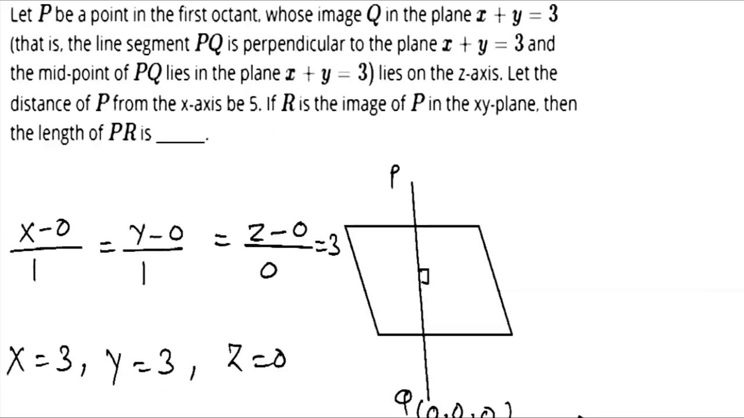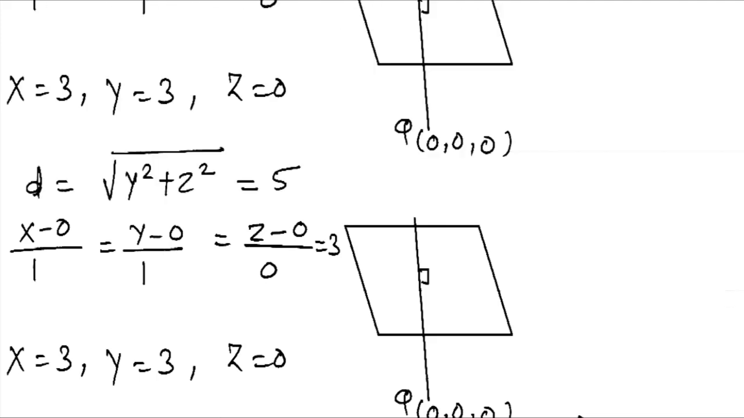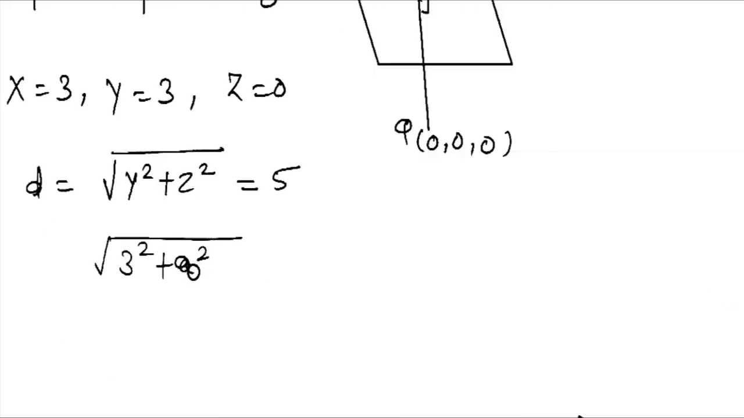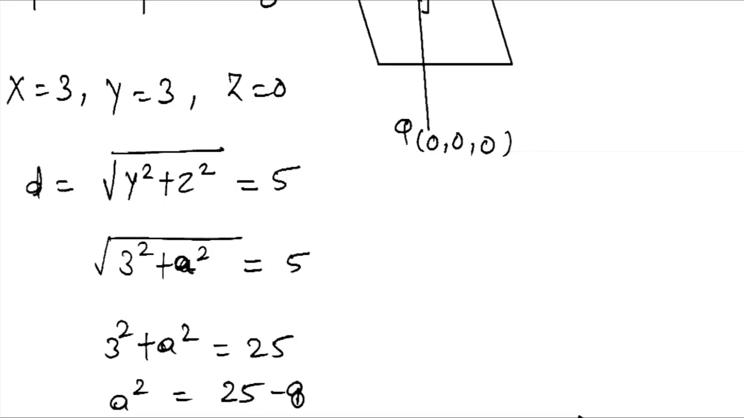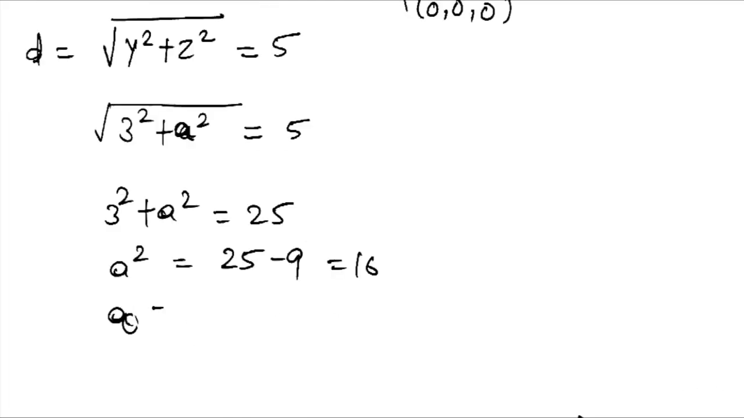from the z-axis, as given that it lies on the z-axis. So let us take the point coordinate of z equal to a. So this one equals a on the z-axis, and the y coordinate remains the same and the distance from the x-axis. So we can write the distance equals y square plus z square equals 5. So 3 square plus a square is equal to 5. Squaring both sides, we can write 3 square plus a square is equal to 25, or a square is equal to 25 minus 9, which is equal to 16. So our a is equal to 4. So a equals 4.